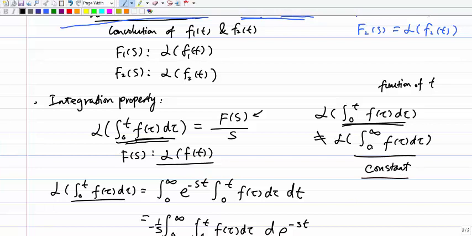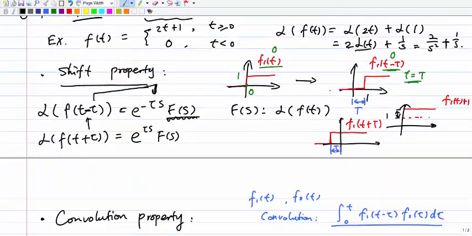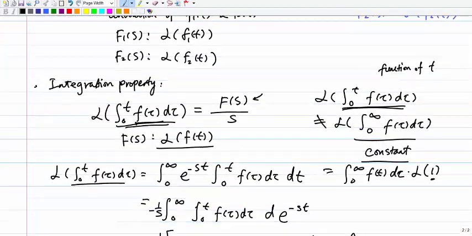So what is the Laplace transform of a constant? I can move the constant outside, the integral from 0 to infinity of f(tau) d tau, according to the homogeneity property, times L{1}. What is the Laplace transform of 1? According to the table, it's 1 over s. So this is 1 over s times the integration from 0 to infinity of f(tau) d tau.